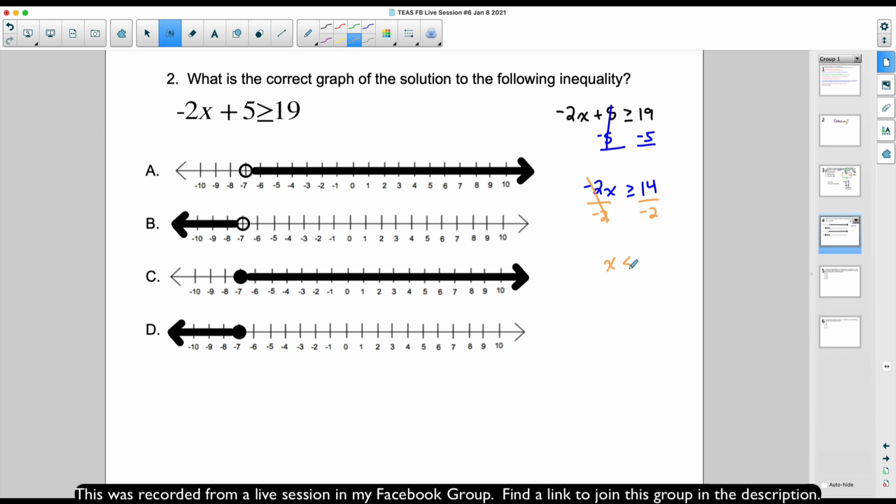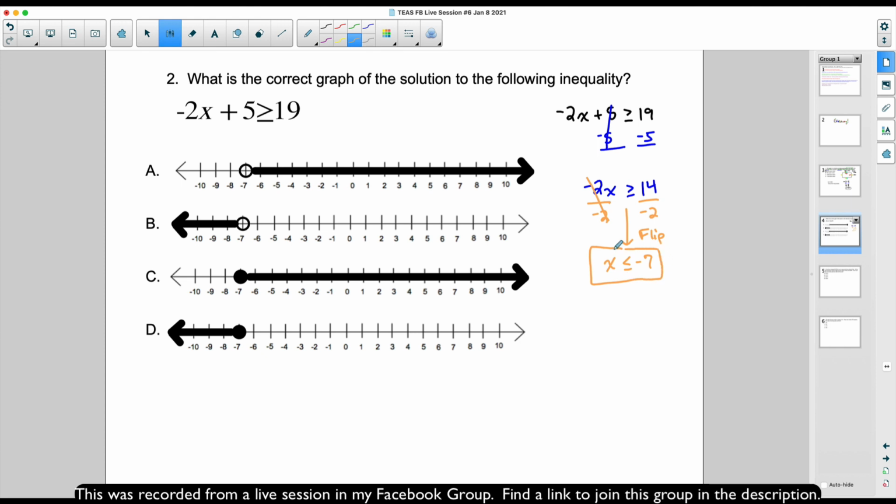It's going to be less than or equal to. We have to flip here. And that is something you just want to drill in your head. If I'm solving an inequality and I multiply or divide by a negative, I have to flip the inequality. Always, always, always, always. And then if we divide here, 14 divided by -2, we get -7.